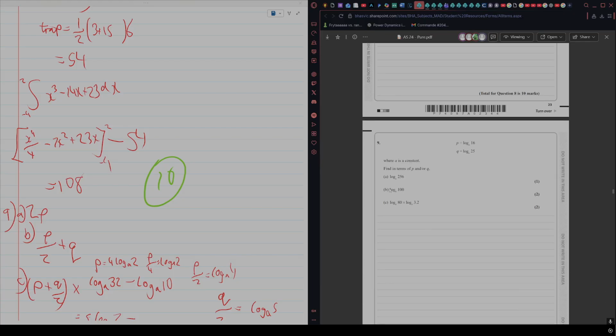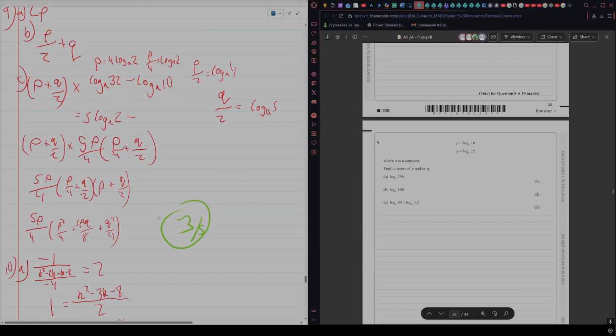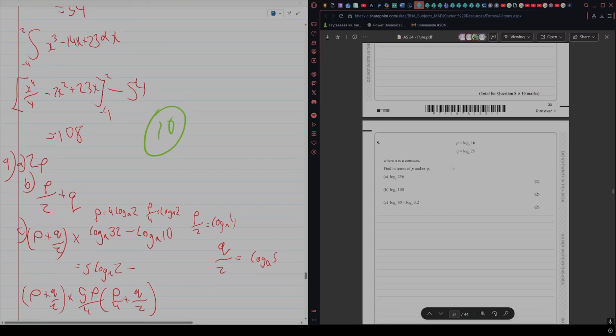Right, next, I remember this log question. I do not know what I was doing. So the first few parts are really easy. First part, this is just 2p because it's 16 squared. B is just p over 2 plus q because it's 25 multiplied by 4, which is just half. It's log base a of 25 plus log base a of 16. No, plus log base a of 4, which is just half log base a of 16.